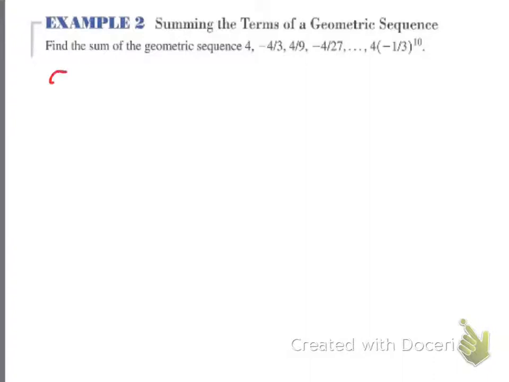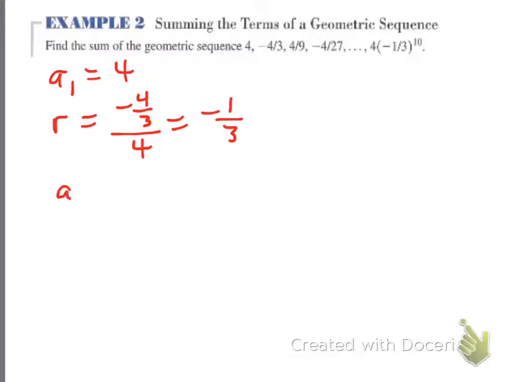So what do we know? We know that a sub 1 is 4. We know the common ratio r. How do you find the common ratio? You take the second term and you divide by the first term. So negative 4/3 divided by 4 is negative 1/3. That's the common ratio. Now, a sub n is 4 times negative 1/3 to the 10th power.